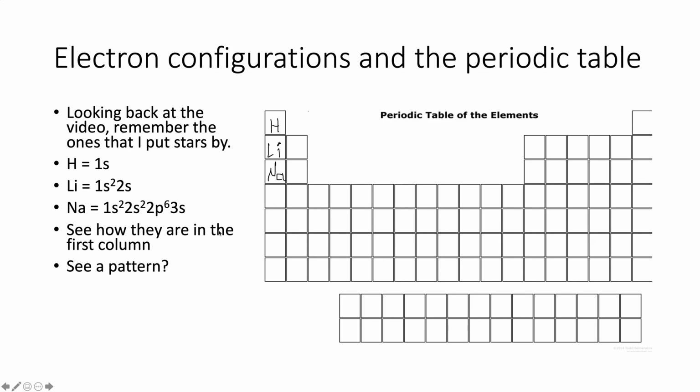So what would you expect for potassium? Potassium is on the periodic table right there, and so you would expect 1, 2, 3, 4, s1. If you write it out, there are 19 electrons. So 1s2, 2s2, 2p6, 3s2, 3p6, 4s1. You see s1. These are all s1, so we have a pattern.